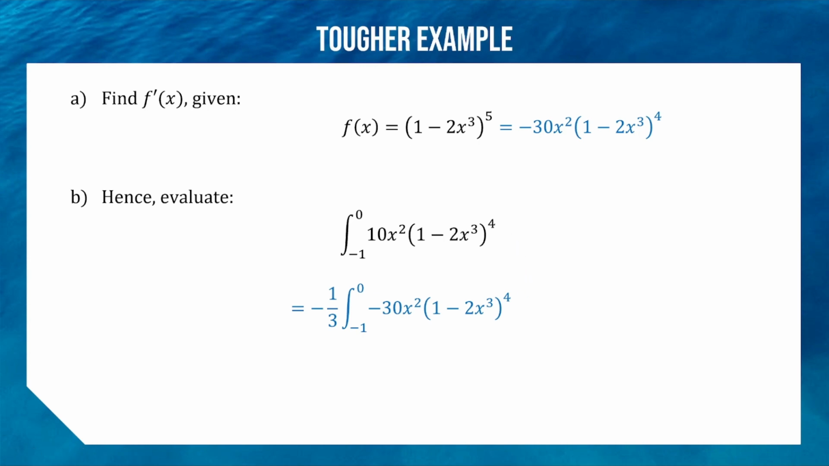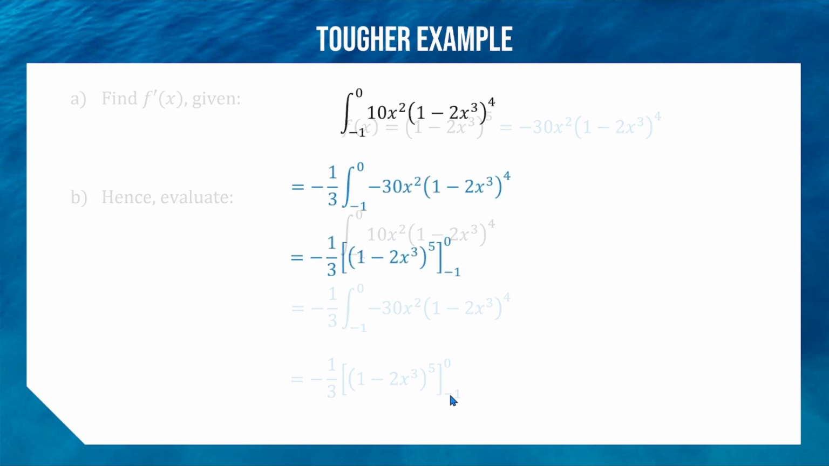You need to be better than me. So this integrates to the question we got in part A, the original function. And so there's our antiderivative. We can just keep the -1/3 out the front while we apply our limits of 0 and -1.